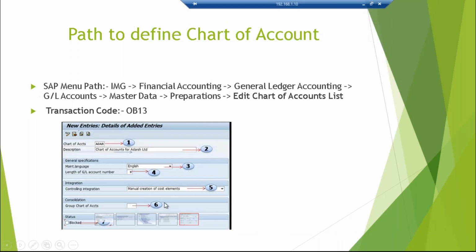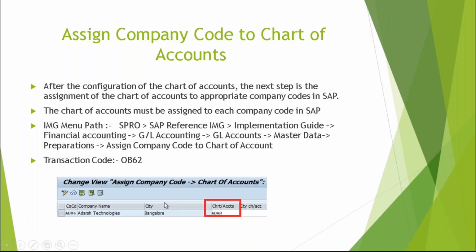Next is assign company code to chart of accounts. As I told you, whatever we create should be assigned. If I'm not assigning, then it will not understand whom it is meant for. So assign company code to chart of accounts, in the sense that the chart of accounts I created just now, MCC1, should be assigned to my company MCC1. If I assign it, whatever I do under the chart of accounts will be given to the company.